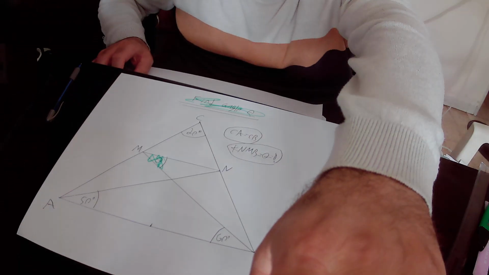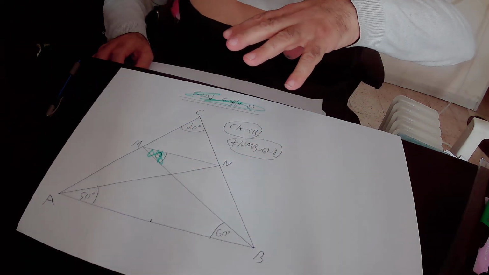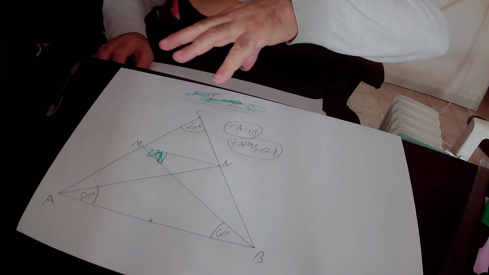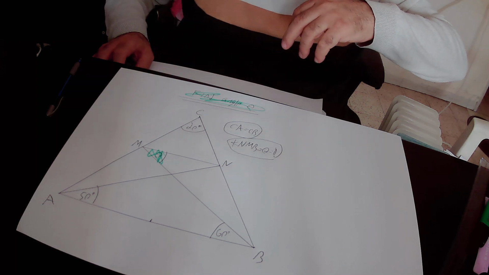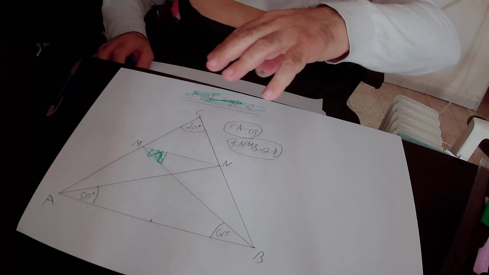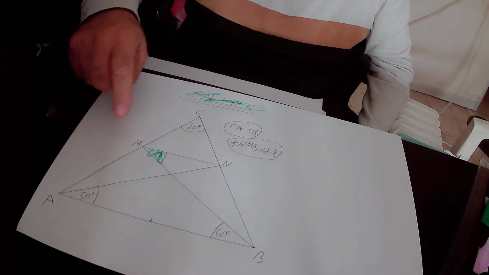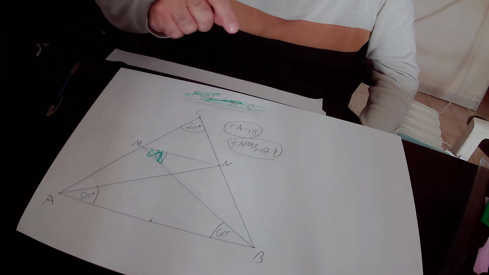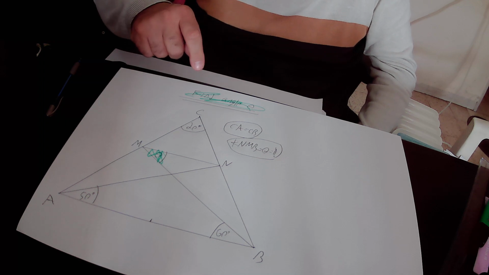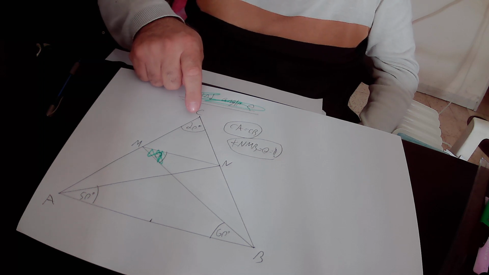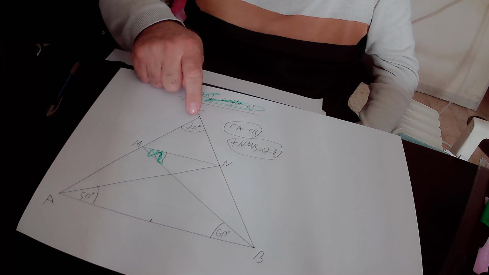Hello, in this lecture we'll find out the size of angle theta. In the drawing we have triangle ABC. Triangle ABC is an isosceles triangle because side CA equals side CB. In addition, we know that angle ACB equals 20 degrees in its size.